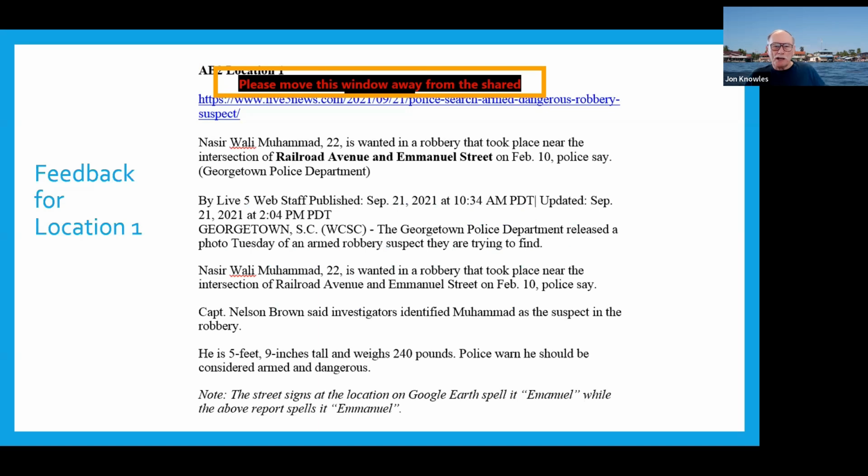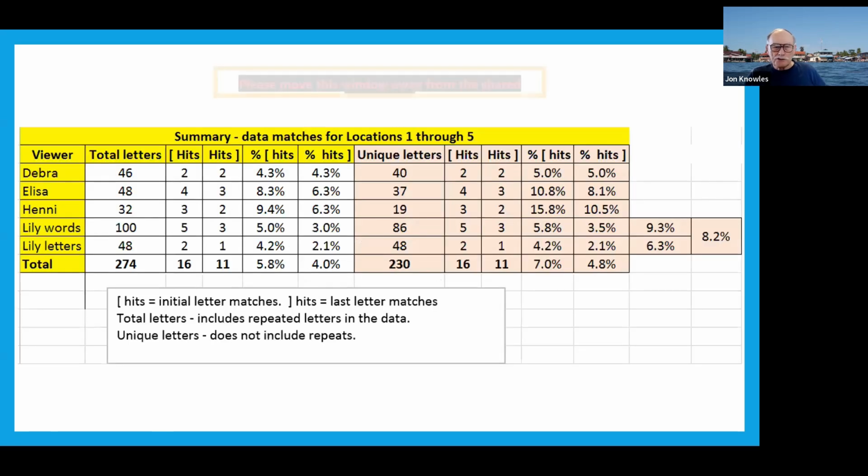And this is the feedback. Often there was a link and then various names, and Railroad Avenue and Emmanuel Street were the two streets involved in this particular one. So here's the summary of data for locations 1 through 5. There are only 5 events in this experiment.